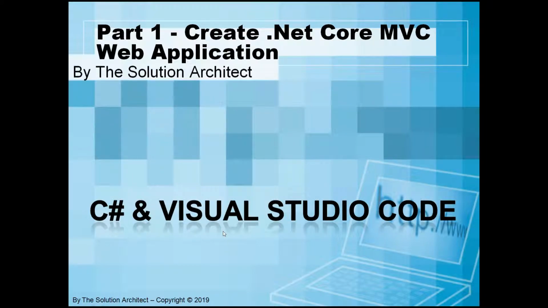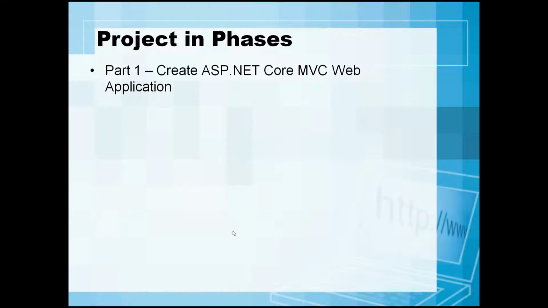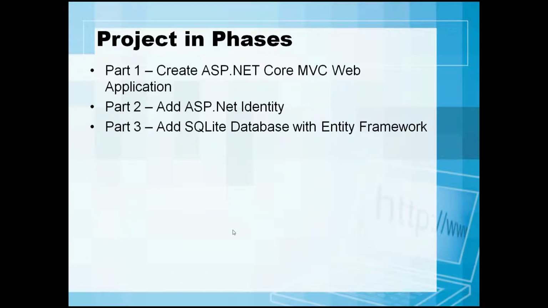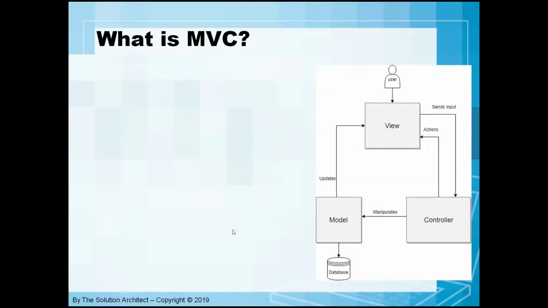Today we're going to talk about creating a .NET Core MVC web application. This is part one, and there are a few parts to come. I'm going to talk about the phases of this project. The first is to create the .NET Core application. Part two will be separate videos where we add ASP.NET Identity. In the third video, we'll add a SQLite database with Entity Framework, and then we'll also implement role-based security.